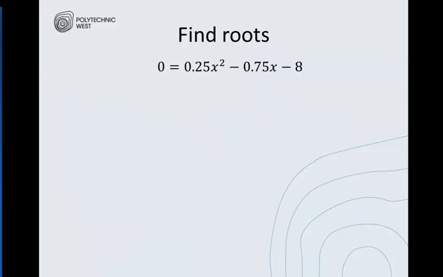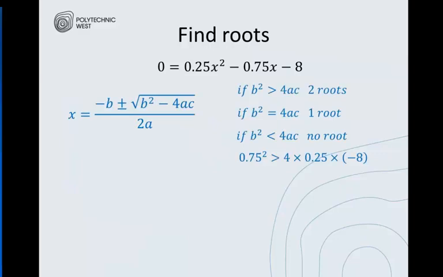Here's that second equation, and I'll find the roots. I'll use the magic formula. First thing I'll do is I'll check to see if it has any roots. So I check to see if b squared is greater than 4ac. And when I do the calculations, I find that b squared is greater than 4ac. We have 2 roots. If there are no roots, there's no point in carrying on, because there's no intersection.